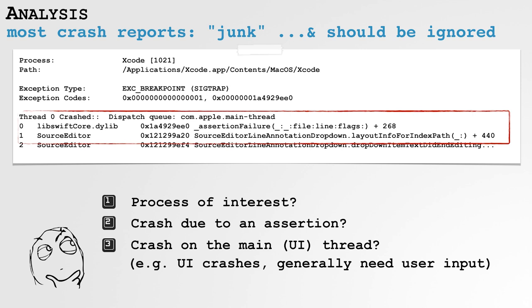Also, if it's a crash in an assertion, it's probably not something you care about, because it basically means that the system has caught something funky and has decided to crash. Unless it's something like Apple's System Extension Manager, that is problematic if that goes down. But most assertions are kind of junk.